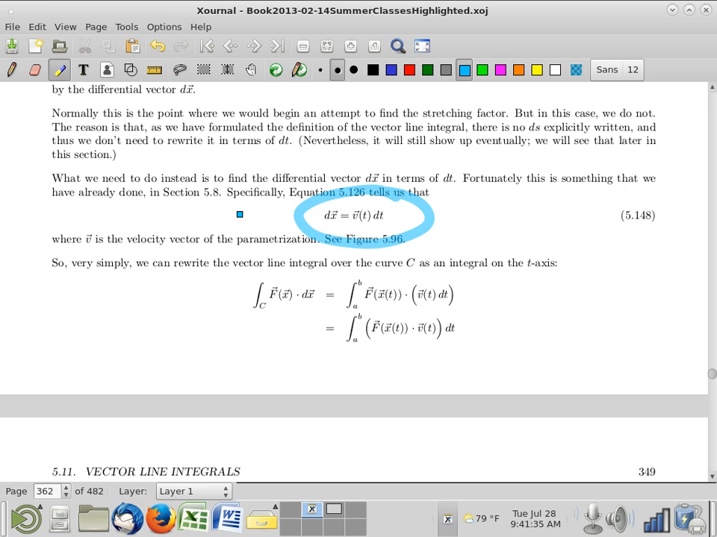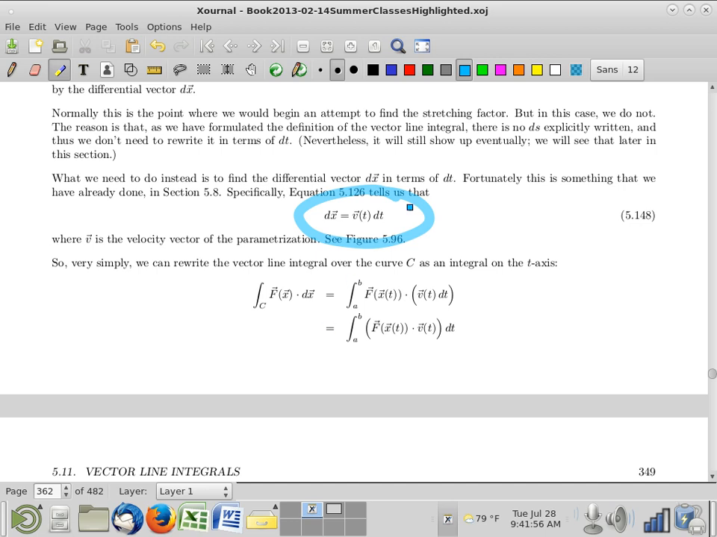Now, three sections back when we were talking about scalar line integrals, we said, well, yeah, but we really need ds. We need the magnitude of dx. We took the magnitude of both sides, and that's how we ended up with the magnitude of velocity as our stretching factor. Here, we have no need for that. dx is the thing we need in the first place.